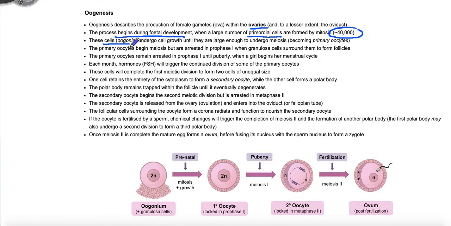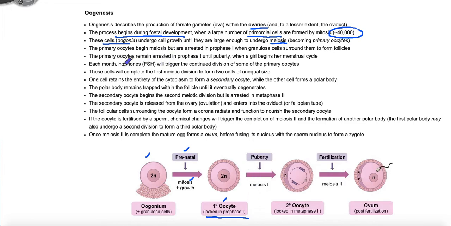So these cells, or oogonia, undergo cell growth until they're large enough to undergo meiosis. Here you see the oogonium. It is diploid. It's lined with these granulosa cells for nourishment. And then during that prenatal stage, fetal development, they undergo mitosis and they just grow. And they turn into these primary oocytes, which begin meiosis but do not finish it. So they get locked in prophase 1 of meiosis 1.